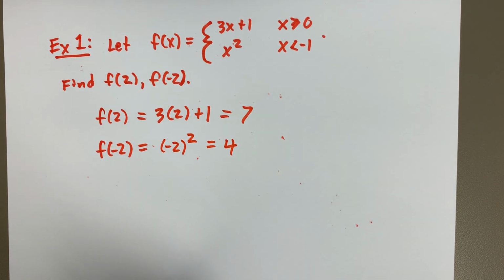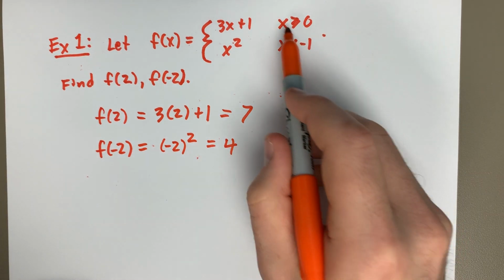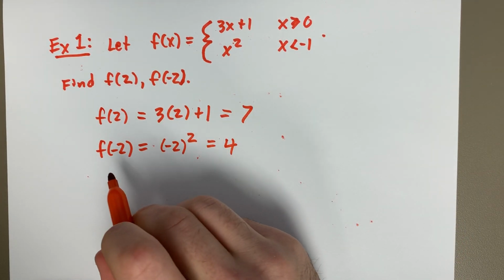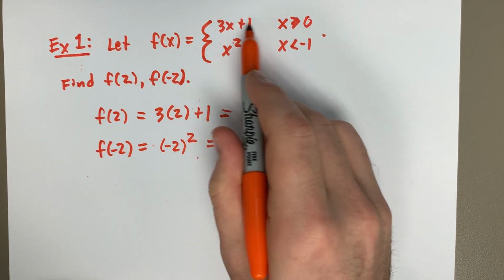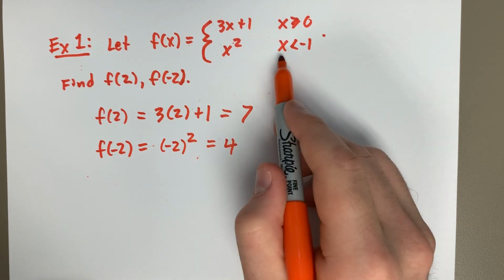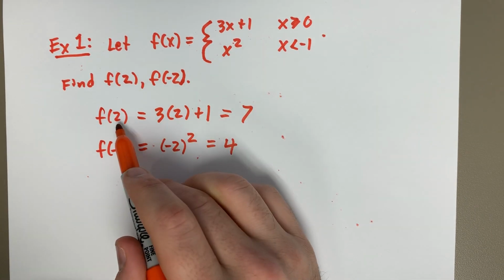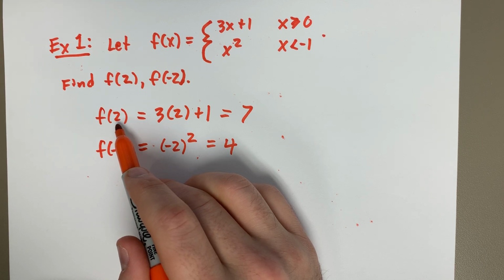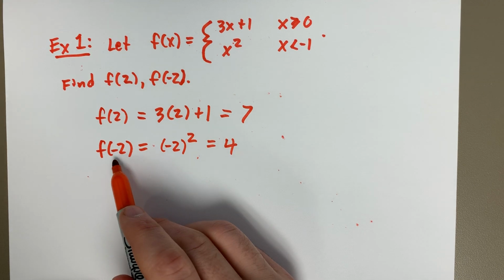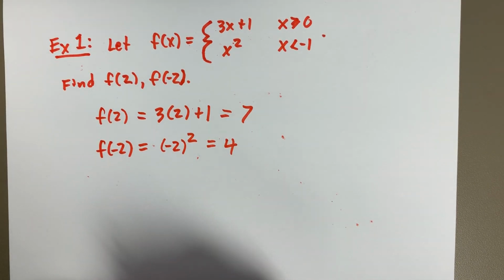Okay? So the trick here was just to figure out what condition we need to use, which function we need to use, depending on the given input. Here we're looking at just the first thing, which is whenever x is greater than or equal to 0, we use this function. Whenever x is less than minus 1, we use the second function. In the first case, our x value that we were plugging in was 2, which is bigger than or equal to 0, so we use the first. In the second case, we have minus 2, which was less than minus 1, so we use the second.